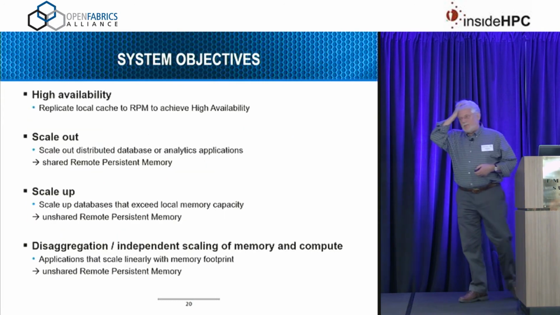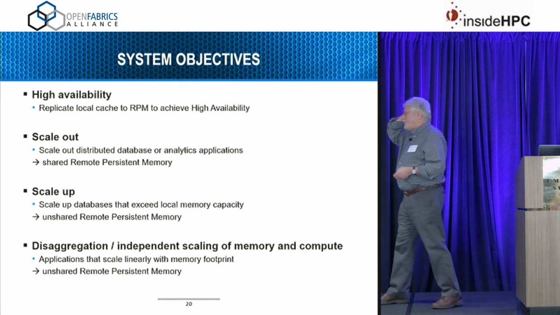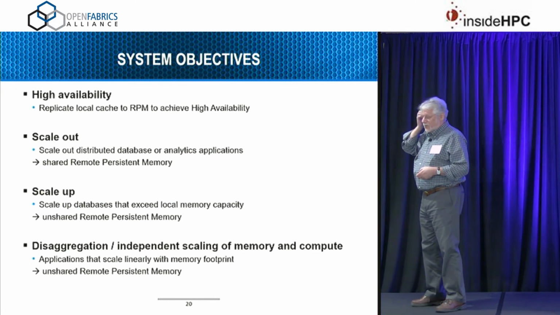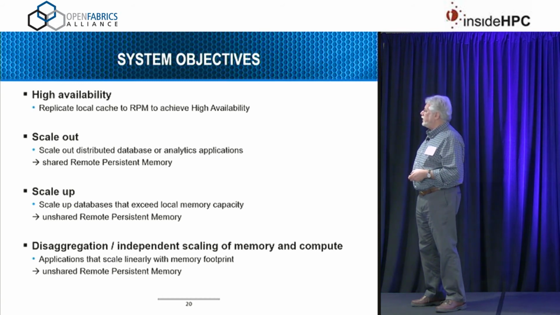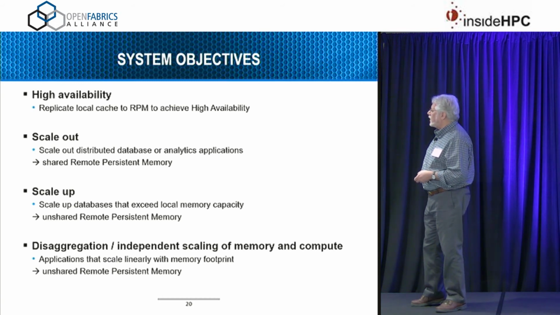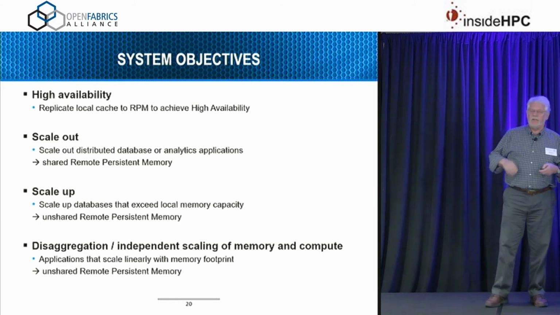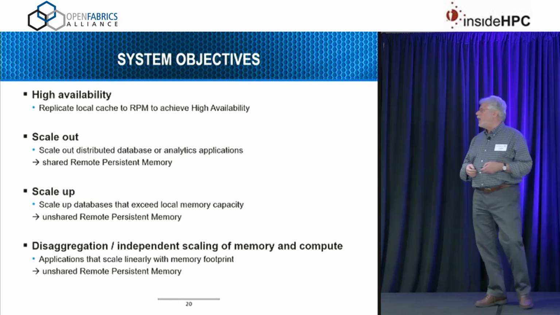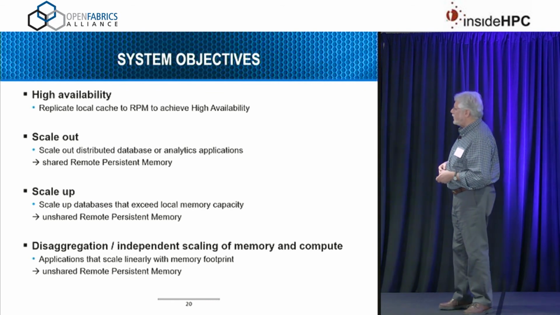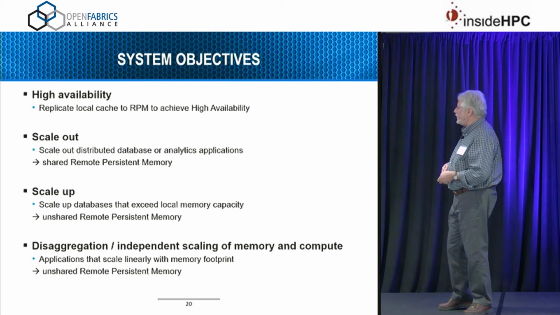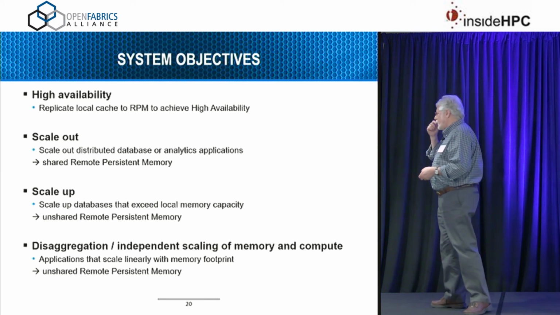Okay, and system objectives, of course, is a big feature having to do with how you're going to implement this thing, what you're trying to accomplish with it. I mentioned this before. You could be building a scale-out system, in which case you're going to be talking about what I call shared remote persistent memory, so you need sharing semantics built into it. If it's a scale-up system, then really it's just a memory allocation kind of a problem. There's disaggregation and independent scaling of memory and compute.